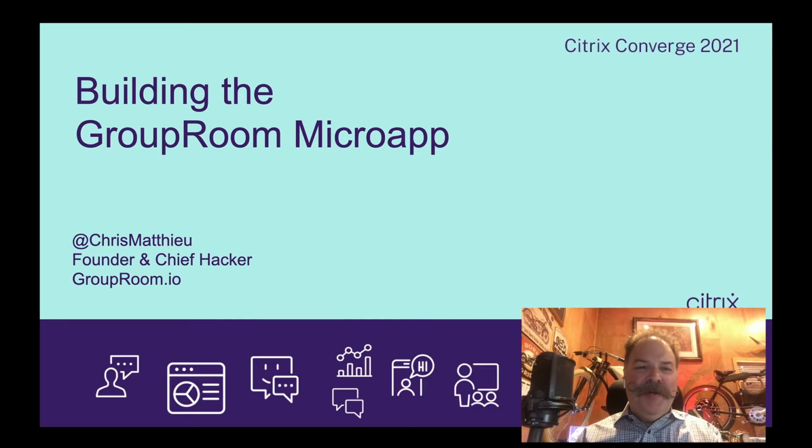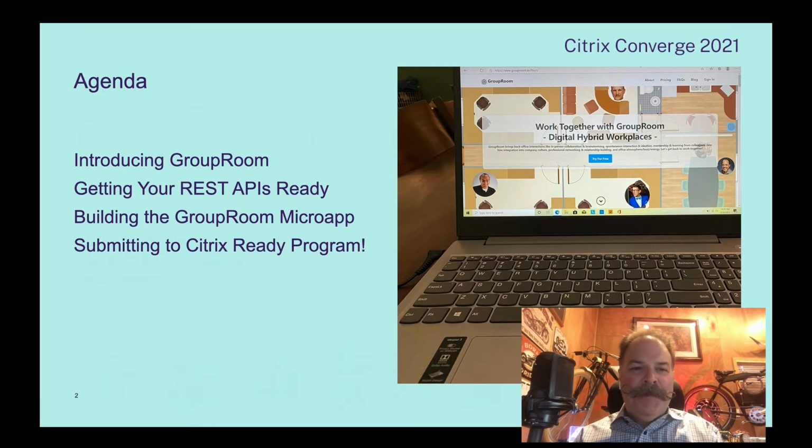I'm Chris Matthew, and I'm going to speak with you today about building the GroupRoom micro app. So let's get started. Here's the agenda. First, I'll introduce you to GroupRoom.io. Next, I'll walk you through REST APIs and what to look for when building a micro app based on your product with your APIs. And then I'll walk you through step by step how we actually built the GroupRoom.io micro app and submitting it to the Citrix Ready marketplace.